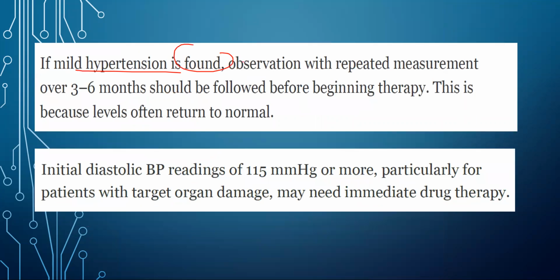So if mild hypertension is found, observation with repeated measurement over 3 to 6 months should be followed before beginning therapy. If a patient's initial diastolic pressure is more than 115 and they have target organ damage, like if they have got kidney problem, if they have got vision problem because of hypertensive retinopathy, then they need immediate treatment.